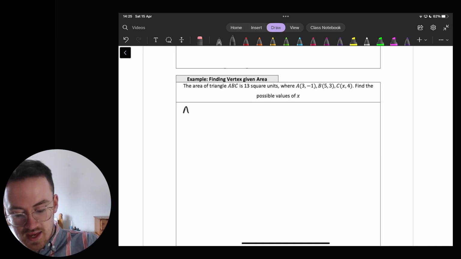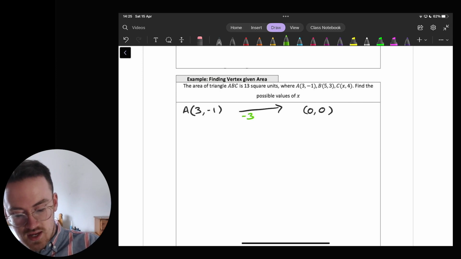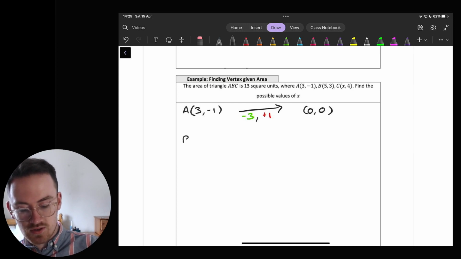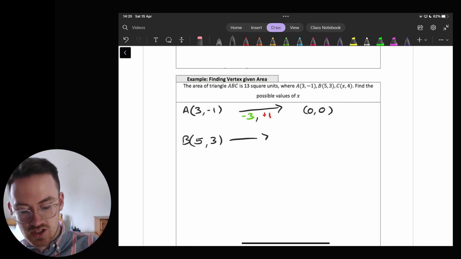So let's work with A. A is 3, minus 1. For that to go to 0, 0, I would have to take away 3 from the x coordinate, but this time I'm going to have to add on 1 to the y coordinate. So let's do the same thing with B. So 5, 3. And you'll notice that we want to keep C in the question as well, because we want to work with that point, because we need to work out what x is.